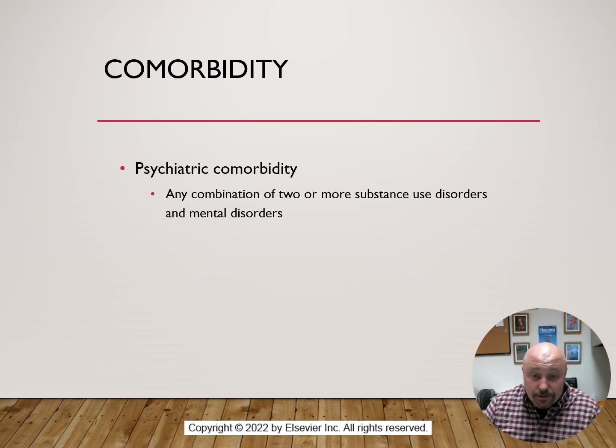For psychiatric comorbidity, this is any combination of two or more substance use disorders and mental disorders. I know this is a topic we've talked about a lot with our mental health conditions. In a lot of cases, these patients are using illicit drugs. They are abusing drugs. And a lot of what they're doing is they are self-medicating themselves with illicit drug use.